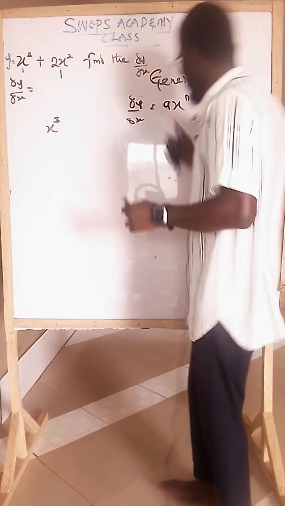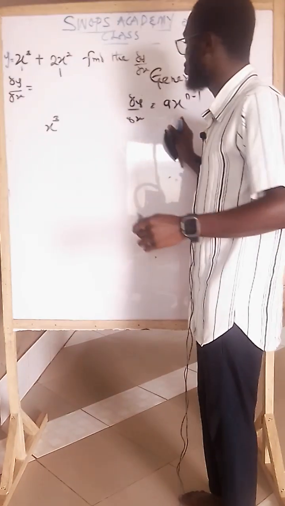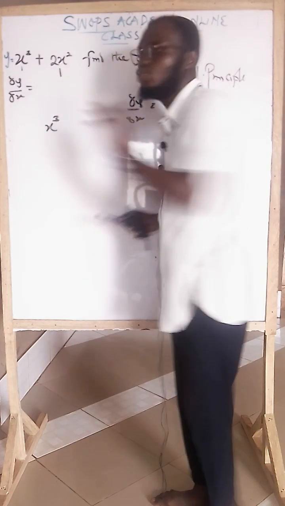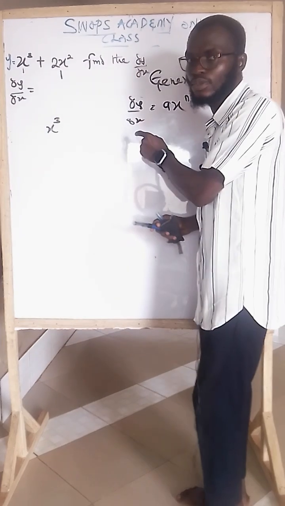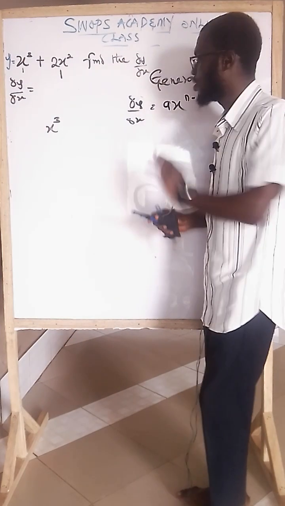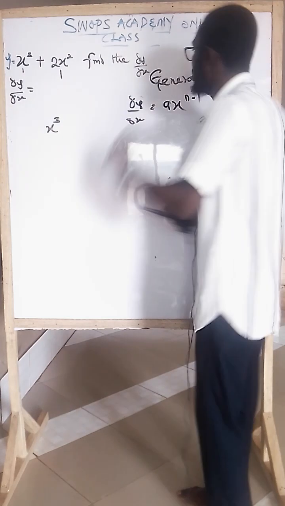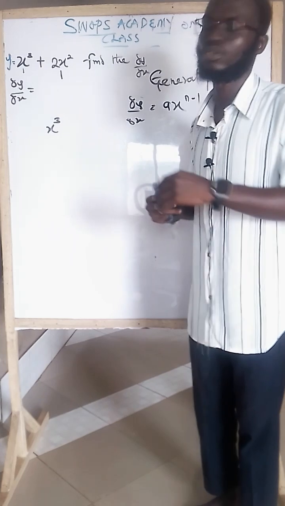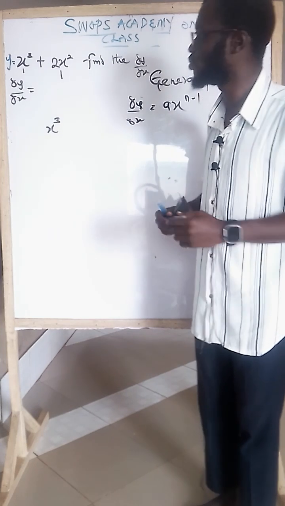Are we together? Now let's make use of this general principle to solve that. The question might ask you to solve this particular expression using a general principle. This is the formula. Just cram the formula and you are good to go. The question might ask, solve this question using first principle. We are still coming on the first principle, inshallah.